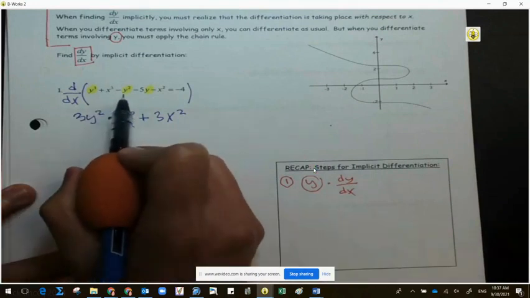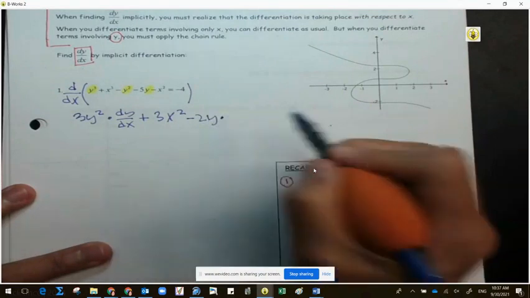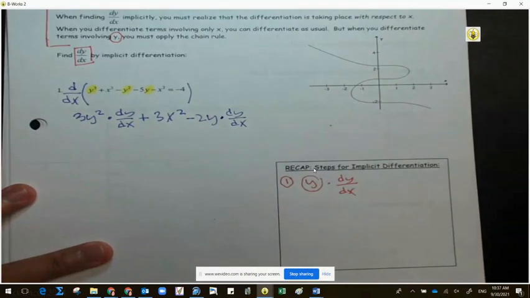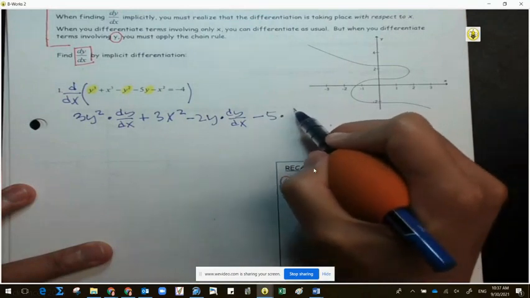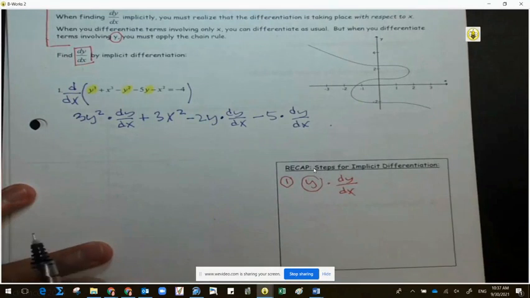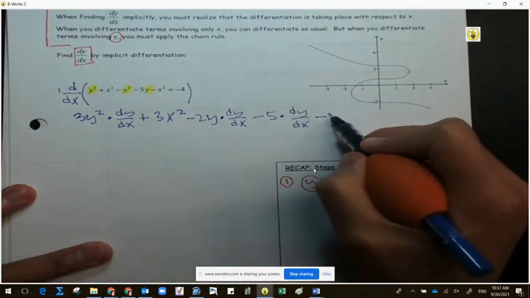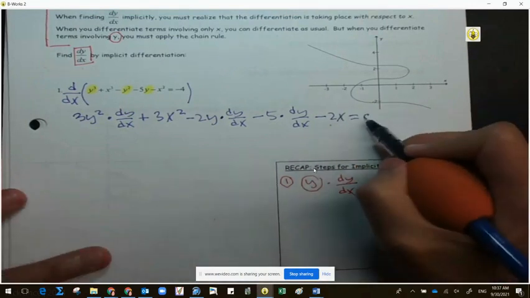Our next one, negative y squared, how many? Negative 2y. What do I need to go ahead and multiply that by? Dy over dx. The next piece, then we have negative 5y, which is minus 5, and that's dy over dx. Just sounds fancy since we're adding a lot of letters. What is the derivative of negative x squared? Minus 2x. And the derivative of any number is 0.